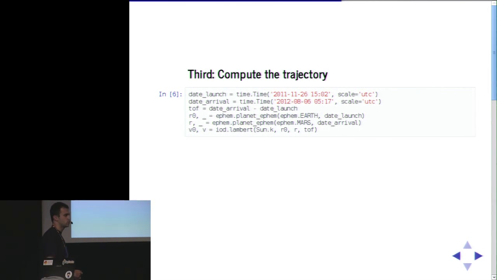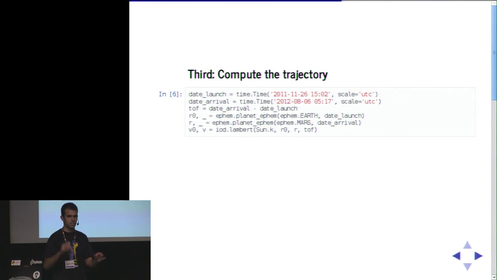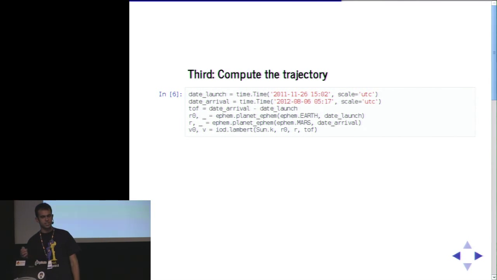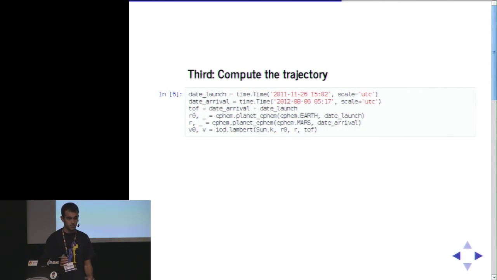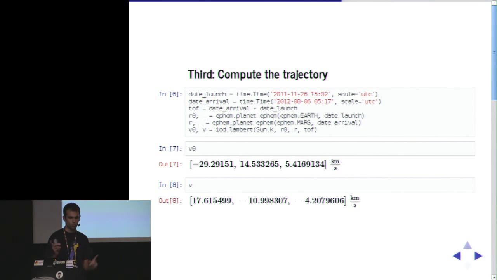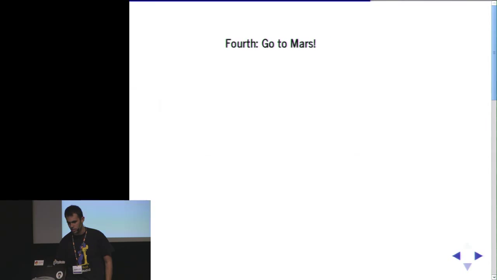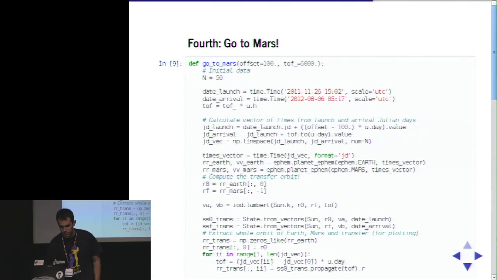The third one would be to compute the trajectory. This is called in the literature Lambert's problem, which is, given two points in space, what is the trajectory that goes from one to the other, given also the time of flight. So I decide a couple of times, I retrieve the position of the Earth and Mars, and using this Lambert function, I compute the two velocities, which are the velocities that I had to develop to go to these positions. And fourth, let's go to Mars.